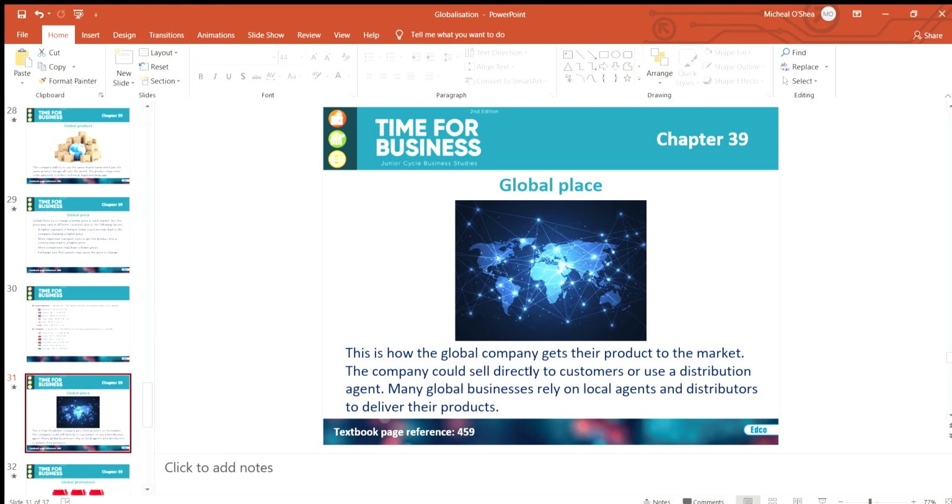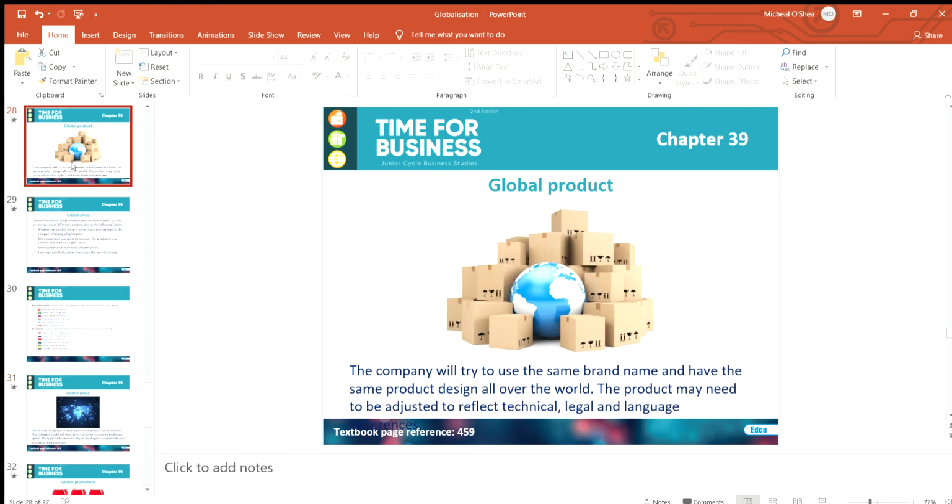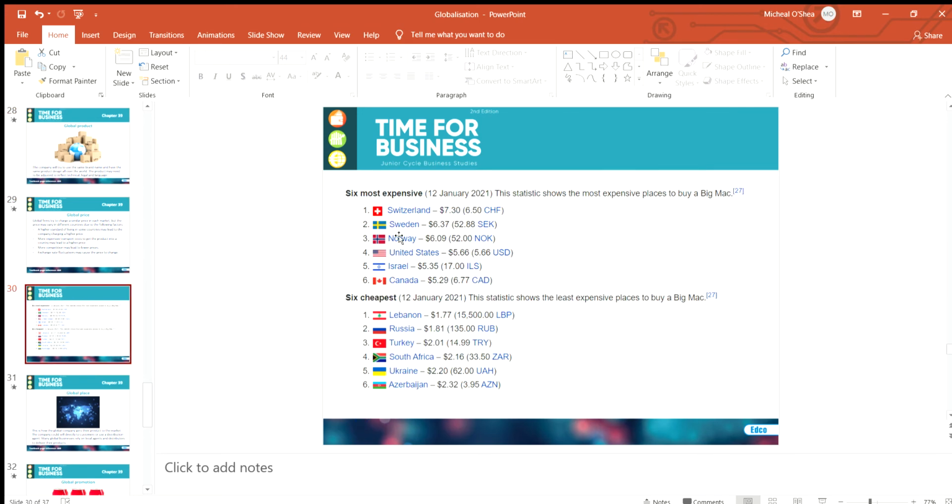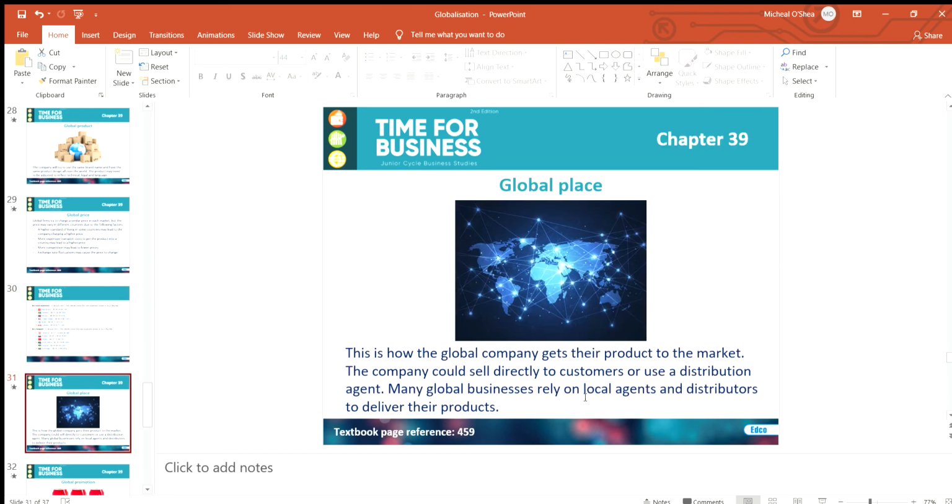Global place. So we know obviously that global companies try to keep the same look of a product. Their price tries to be somewhat similar, but there can be differences. So how do they sell? Well, they could sell directly to the customers or use a distribution agent. So a distribution agent would be something like Amazon, or where you're operating on a website where they're selling the product for you to someone else.